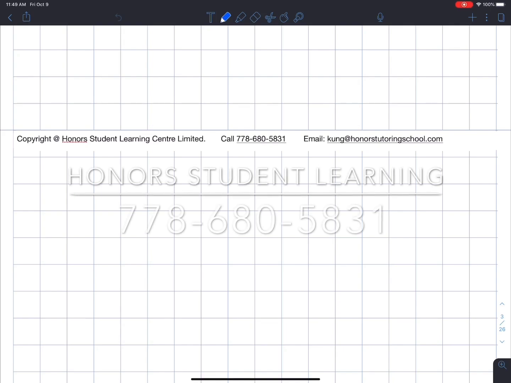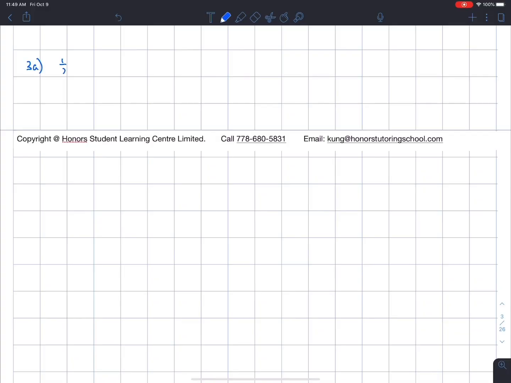Okay, now we are moving on to question 3. 3a. I have 1/2 times, this dot means times, 1/3. So there's nothing to simplify here, meaning that I cannot divide a numerator and denominator by the same number. So I would just multiply the numerator with the numerator and denominator with the denominator. So 1 times 1 is 1 for the numerator, and 2 times 3 is 6 for the denominator. So 1/6 would be my answer.